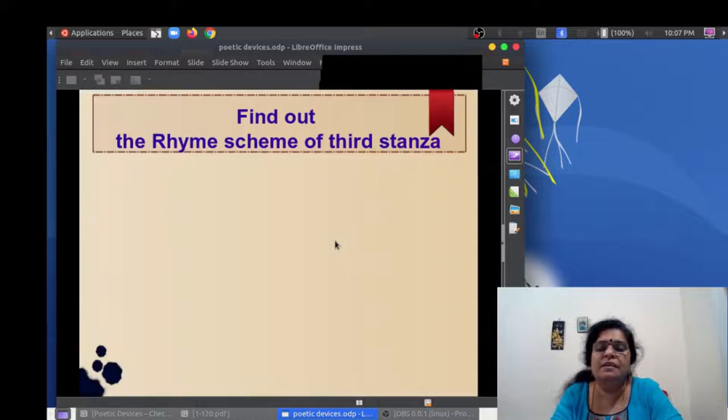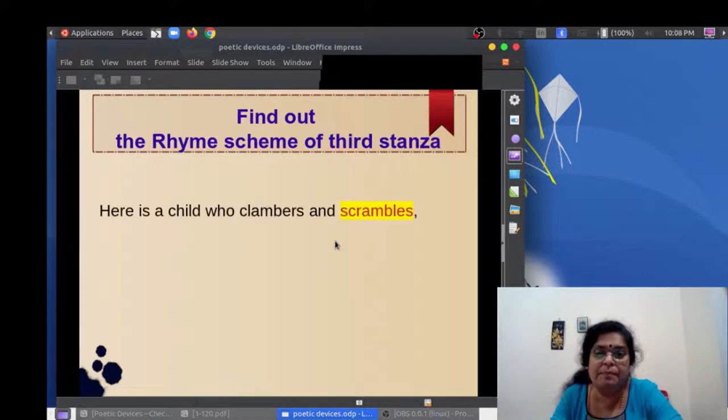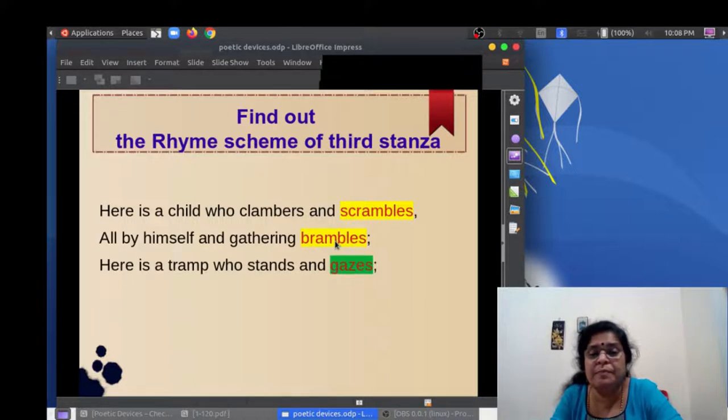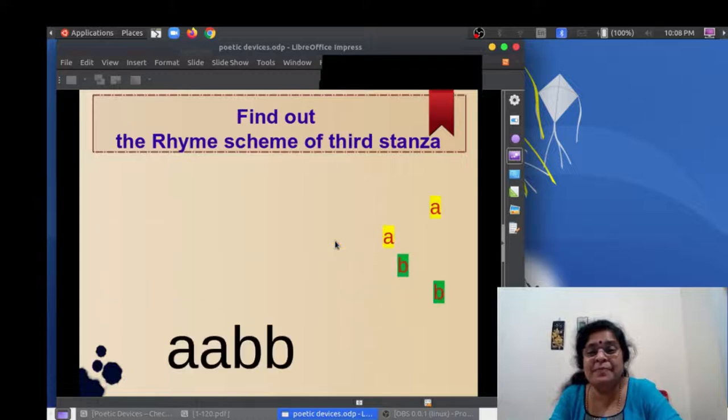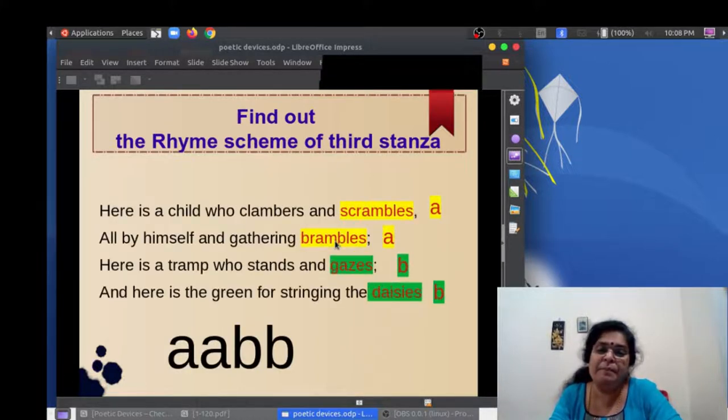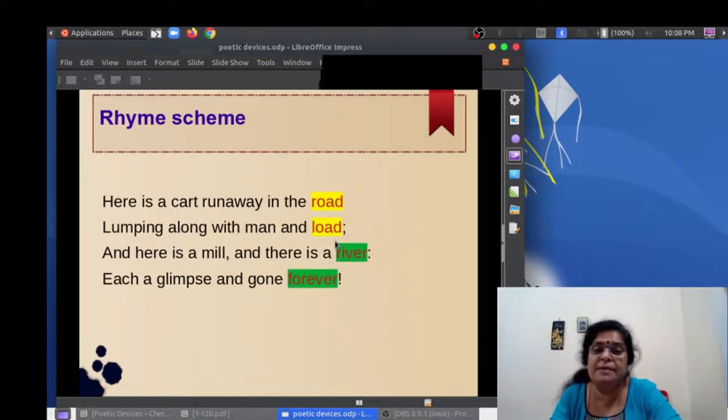Now, find out the rhyme scheme of the third stanza. Pause the class and write down the rhyme scheme of the third stanza in your notebook. Okay, let us see. What is the rhyme scheme? A, A, B, B. Now find out the rhyme scheme of the fourth stanza.